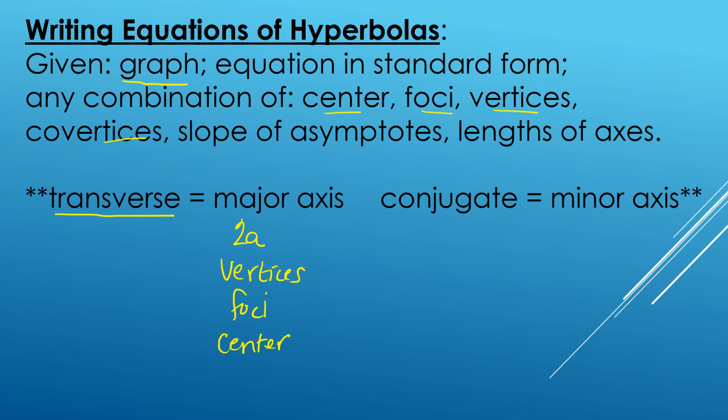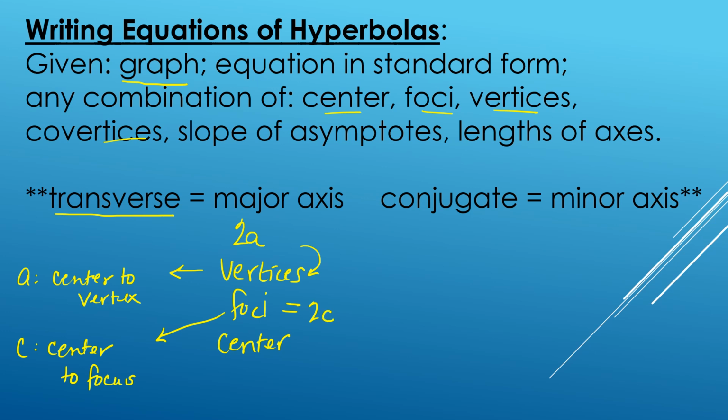And then just a couple other things. From vertex to vertex is your distance of 2a, but just your a value is the center to one vertex. And just your c value is the center to one of the focus points or one of the foci. So just remember that from foci to foci, those always give you a length of 2c.